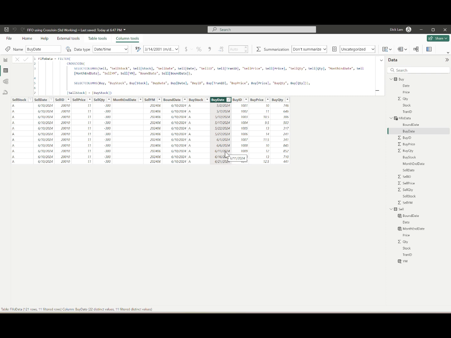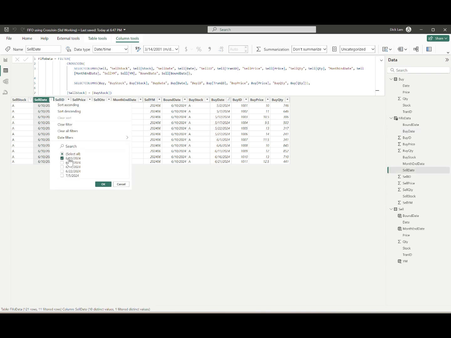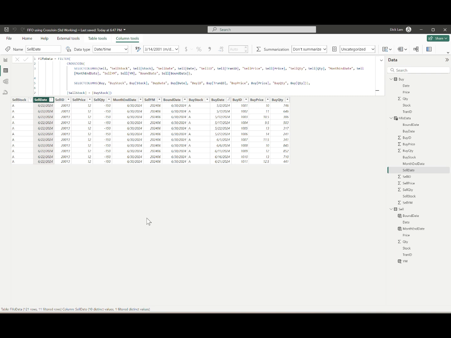So you see that June 11, June 16, and June 21 are irrelevant. So our sell day should be greater or equal to the buy day. So at least we would not include June 11, 16, and 21. However, if we are at the last transaction, for example, June 22nd, we do need to include June 23rd or June 24th. Although we would not sell, they are the inventory of June month end if we do have buy-in transactions on those days.